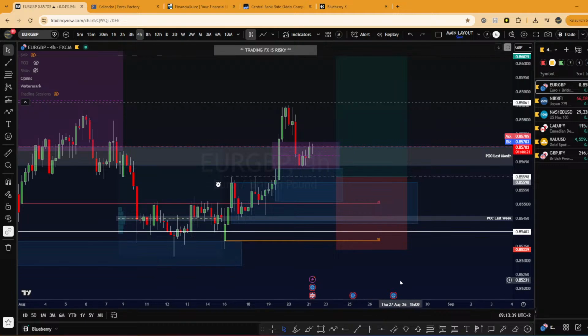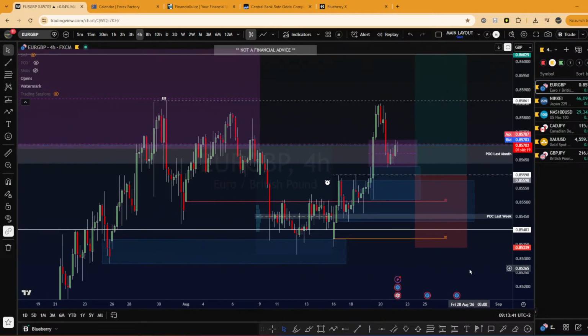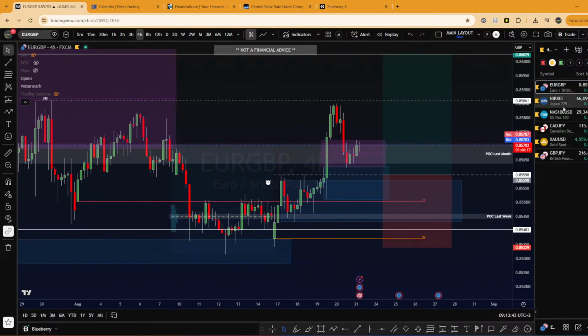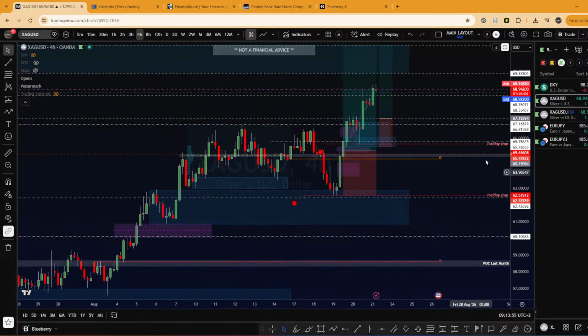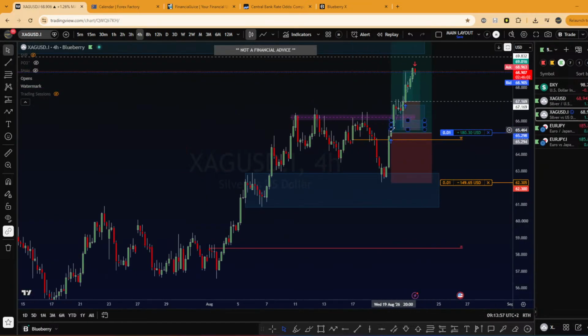So for this session, this is the only one, and we are at the end of the week, so I don't want to focus on another pair because what I have on my watch list this week, I already traded. I'm currently in silver because I bought silver after the breakout of this resistance. You see, retest. I pretty much anticipated this breakout.